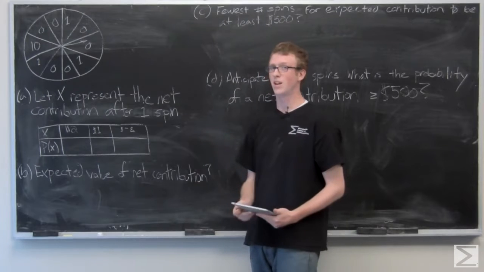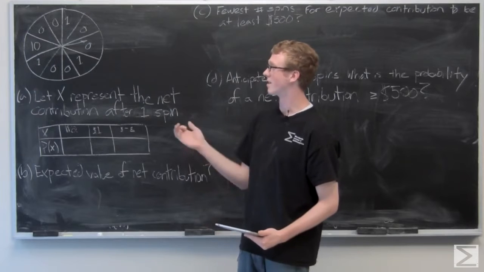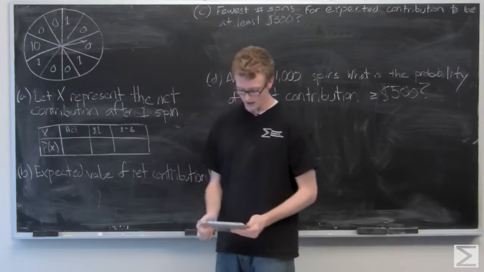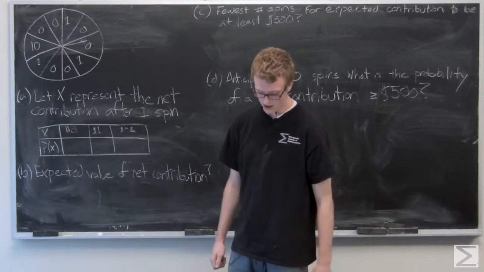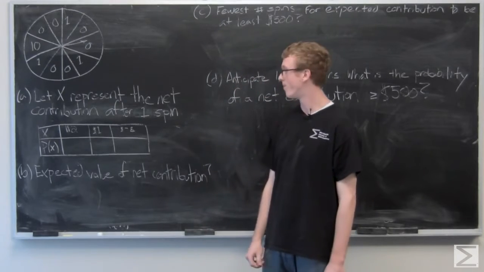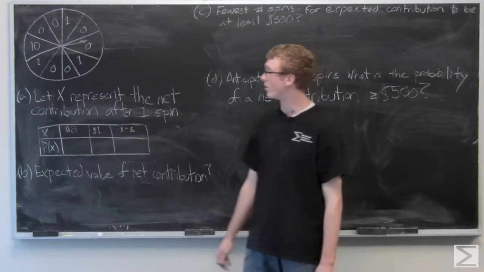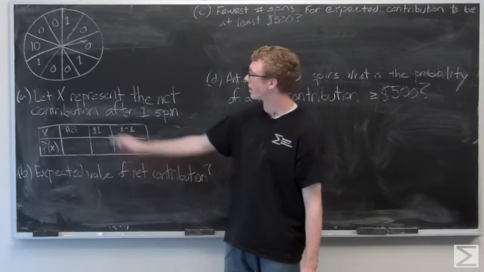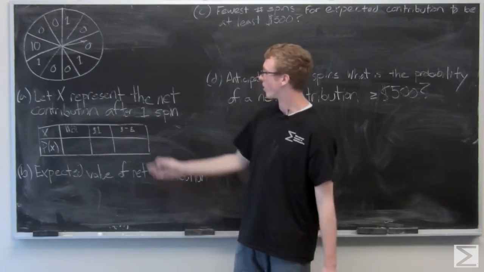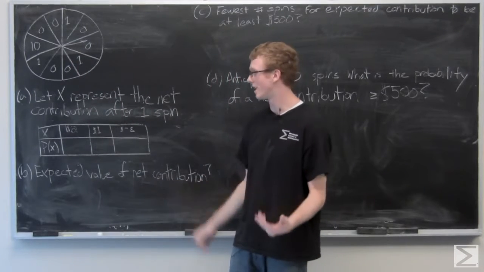So you're paying $2 to play this game. Unless you hit the 10, you're actually paying at least $1, most likely $2, to play the game. But anyways, the question says, let X represent the net contribution to the charity when one person plays, and asks us to complete the table. So X is the net contribution, and we're going to get $2 if the pointer lands on 0. We're going to get $1 to the charity if the pointer lands on 1, 2 minus 1, and we're going to lose $8 from the charity if the pointer lands on 10, 2 minus 10, negative $8.